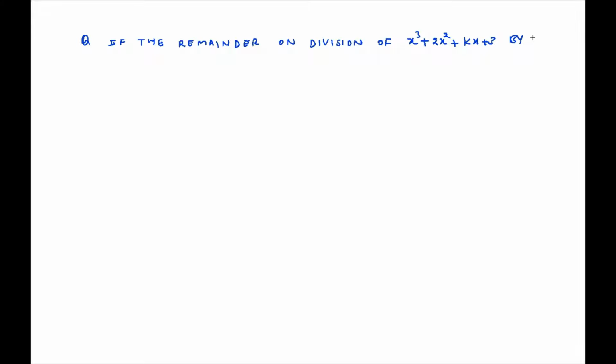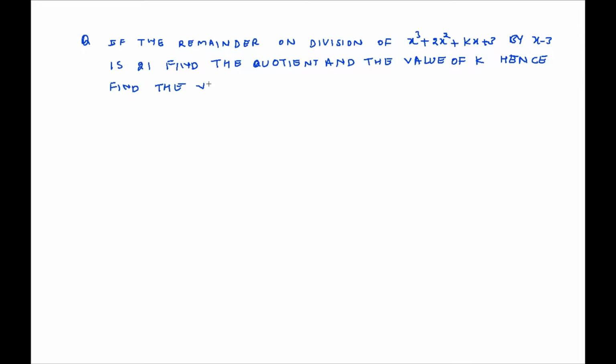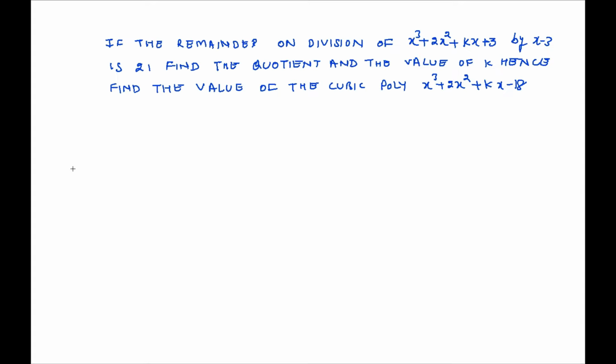Now this question is from Exemplar and it is an example. If the remainder on division of x cube plus 2x square plus kx plus 3 by x minus 3 is 21, find the quotient and the value of k. Hence find the value of a cubic polynomial x cube plus 2x square plus kx minus 18.